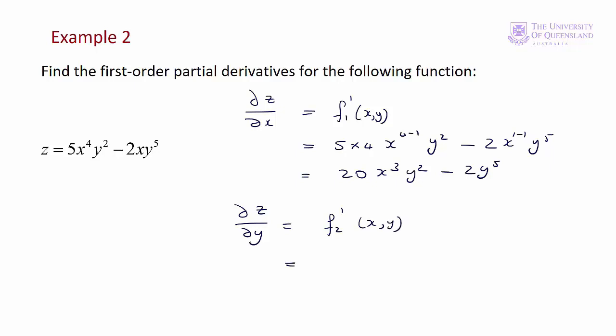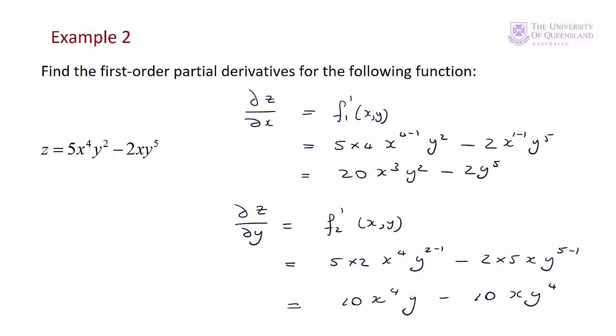This time we're holding x constant and differentiating y. So we'll have 5 times 2, well, x to the 4, y to the 2 minus 1, minus 2, bringing down the 5, so that'll be 5 times x, y to the 5 minus 1. And so simplifying, there we'll have 10 x to the 4, y to the 1, well, that's just y, minus 10 x, y to the 4. So as I mentioned earlier, finding partial derivatives isn't that much different to differentiating univariate functions.